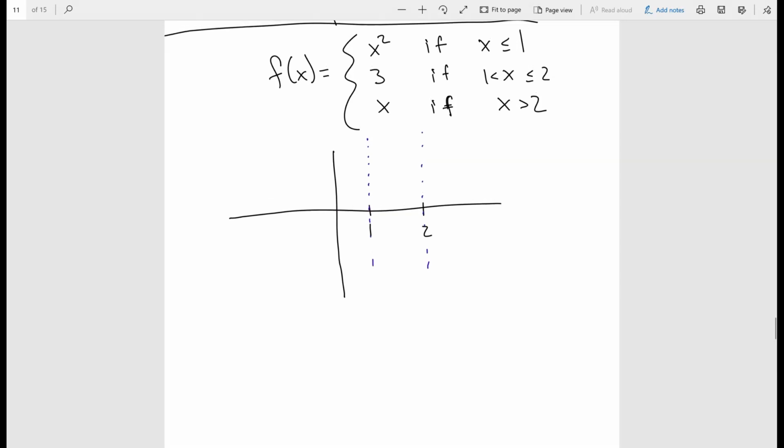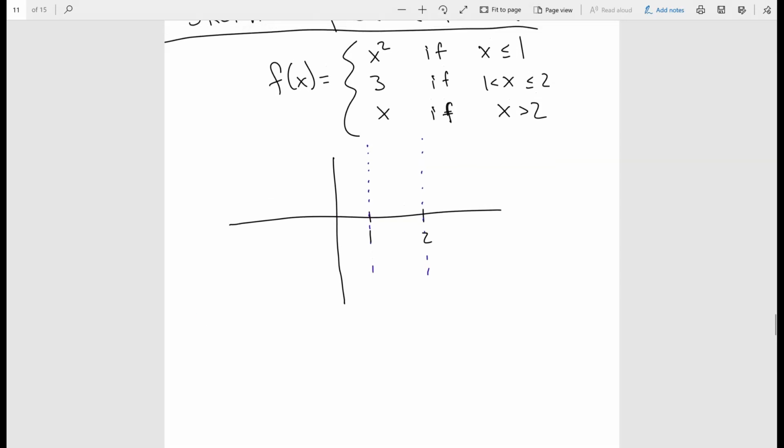So at x equals 1, there's a couple things that I'm going to plug in. I'm going to plug in the x squared, because there's a 1 in the x squared. So here's x squared. I'm going to plug in the 1, get 1 squared, which is 1. So when x equals 1, I get a 1. Now for this x squared, is it included or not included? It's included, right? Because there's an equal sign there. So that guy is going to be included there.